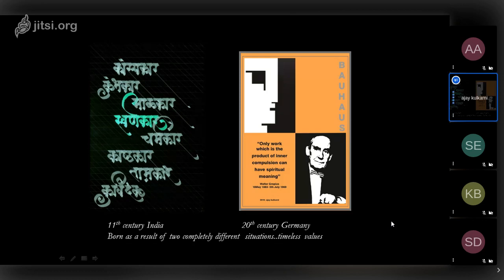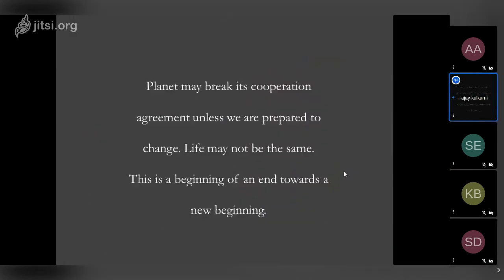11th century on left side, it tells the characteristics of an architect. 20th century, this tells how an architect should be. Both schools of thought, 9 centuries apart. What is common? I think that divinity is common. The form, the avatara is different. Okay? So please remember this. Or else what will happen? If this planet decides to terminate your agreement, it would be difficult.